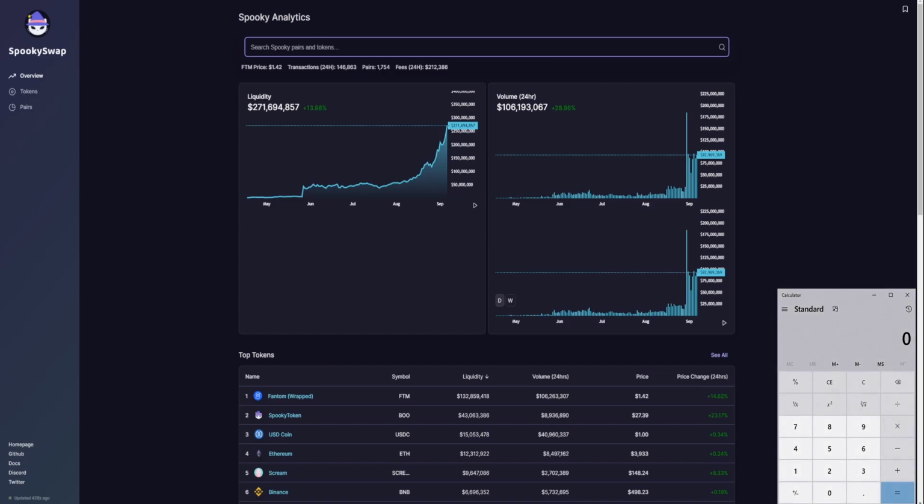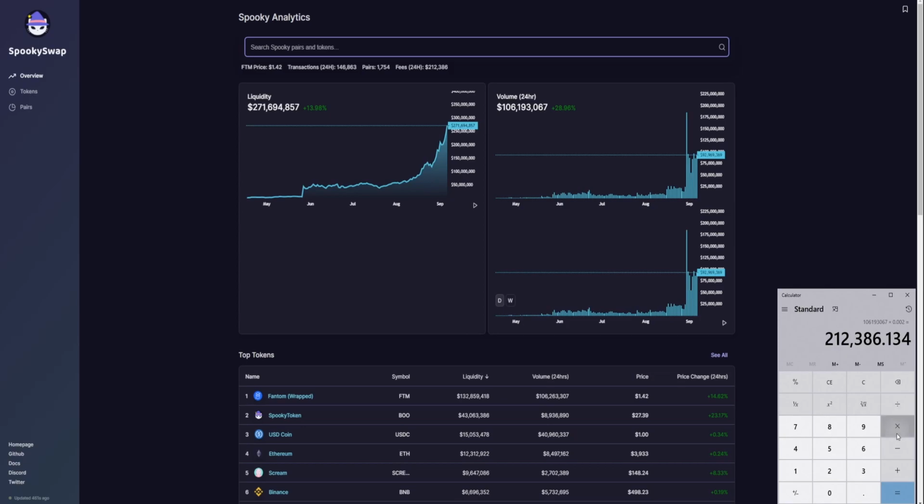Now, I've got my calculator here. I'm going to show you guys how much that ends up being in fees. So we have $106,193,067 times 0.002 for 0.2%. There we go. Ends up being around $212,386 in revenue. And you'll see this number right here. It'll keep it up there for you to look at. That's in revenue for the last 24 hours.